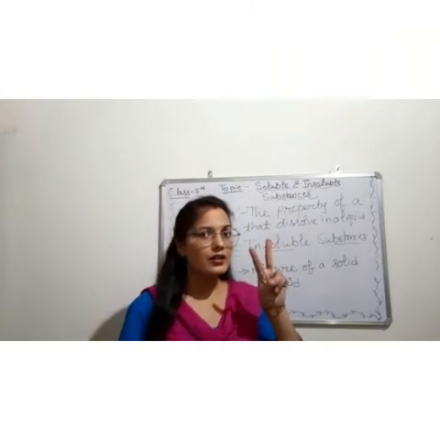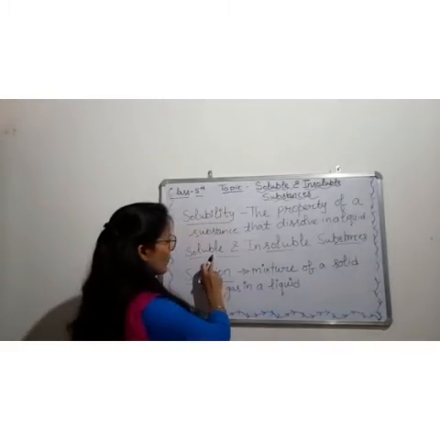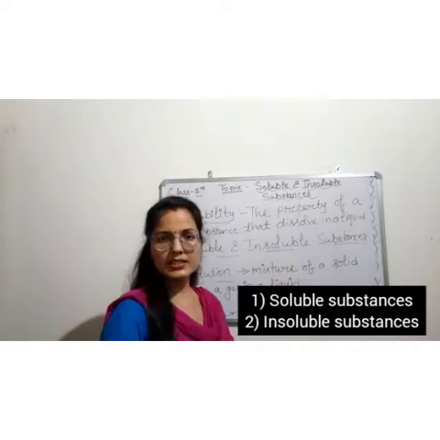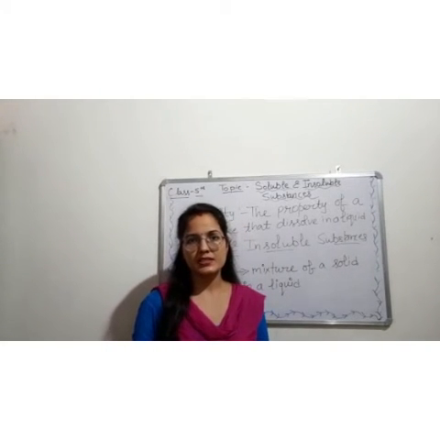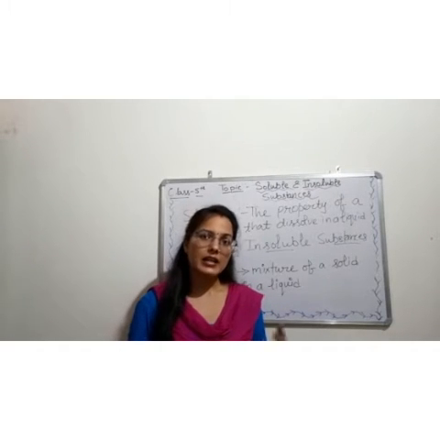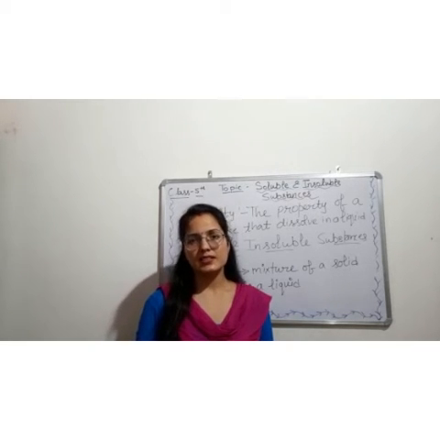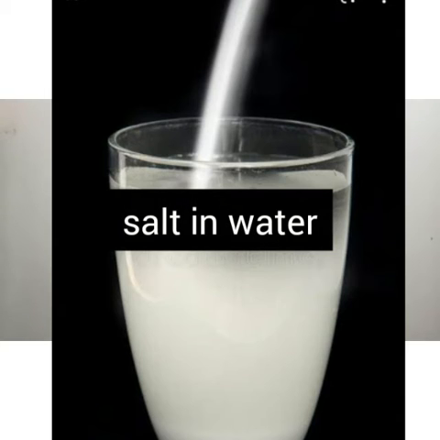Students, there are two types of substances. The first is soluble and the second is insoluble substances. What are soluble substances? Substances that dissolve in a liquid are known as soluble substances. For example, sugar in water, salt in water, etc.